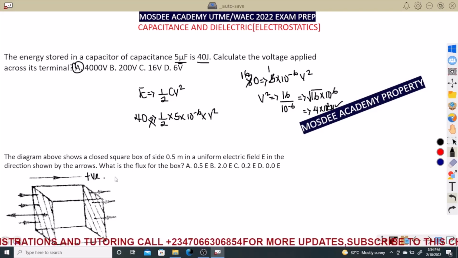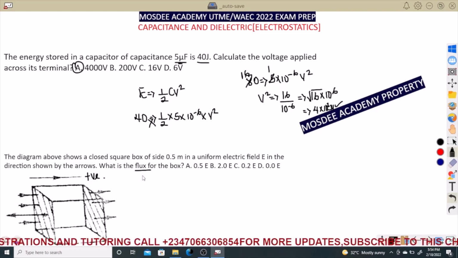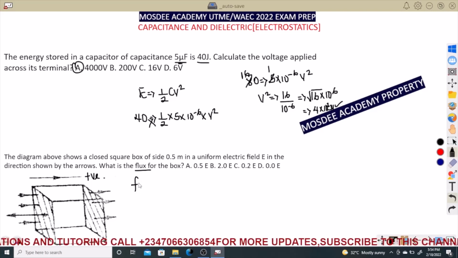What is the flux? Now, let me define what is called flux in an electric field. We talked about electric fields yesterday, but I think we didn't talk about flux. Like I said, UTME and WAEC questions are simple. I need to be fast with respect to this question. I think this is the last set of questions. You can just say flux, just write.